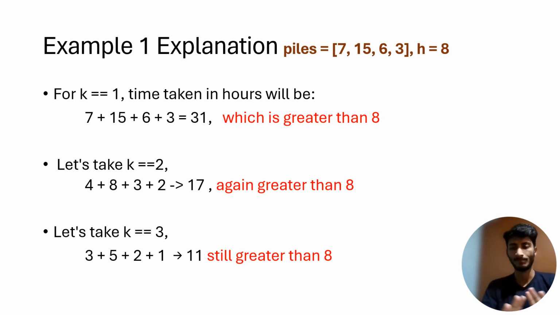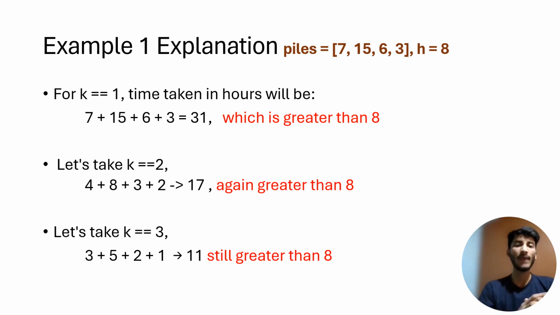Now tell me one thing: if I want to eat all the bananas, what can be the minimum number of bananas I can eat each hour? Obviously the minimum number can be one. So why not begin with one? We'll build the solution one by one. Let's try the number of bananas with one, then two, then three, then four, and see at what number we are able to finish all the bananas.